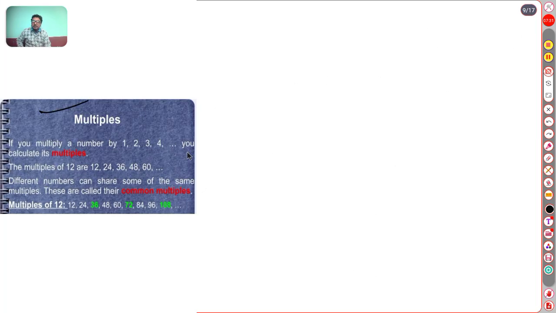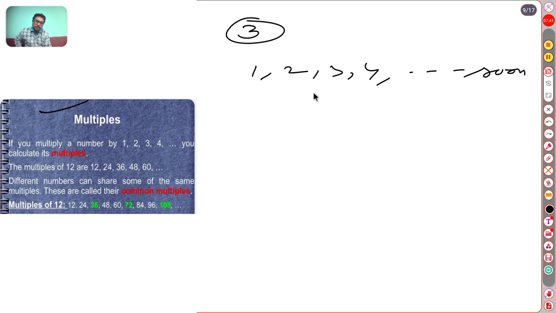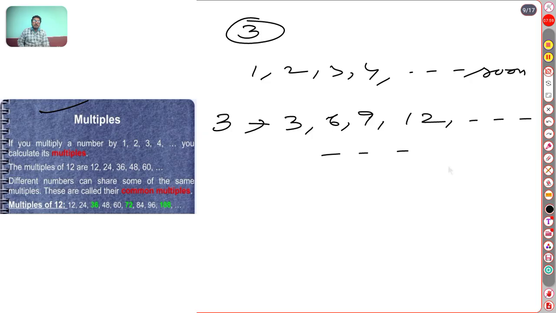Now multiple. What is a multiple? When we multiply any number by 1, 2, 3, 4 respectively, and so on, then we call the numbers a multiple of that number. Taking the number 3, its multiples are 3, 6, 9, 12 and so on. It has no end. It goes to infinity. These are called multiples.